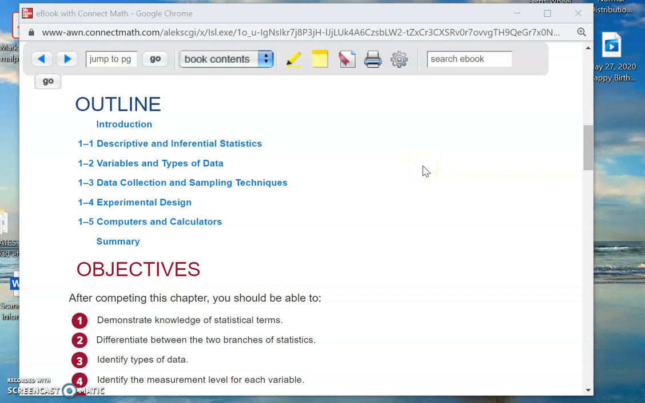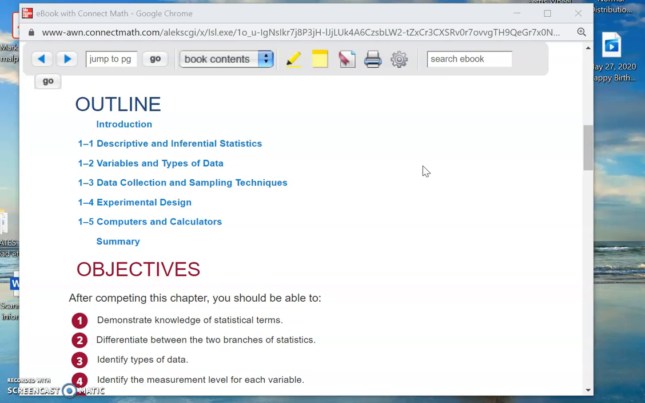So the first thing we're going to do is talk about the two types of statistics that we use, descriptive and inferential. We'll see that in just a minute. We're going to talk about what in the world is a variable. What are variables and what types of data do we have? Then we'll talk a little bit about data collection and sampling techniques.